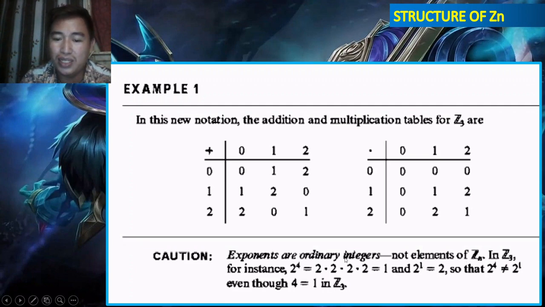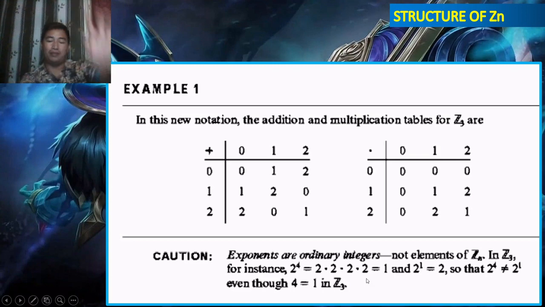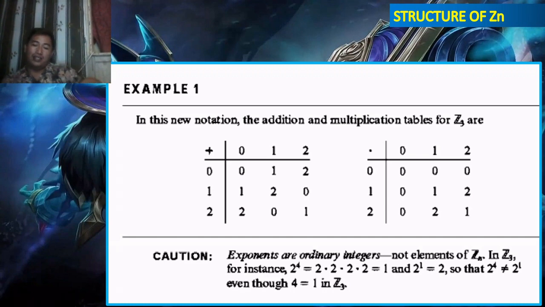Okay? So the exponents, class, are just ordinary integers, not elements of Zn. So in 2 to the power of 4, only 2 is the element of Zn. But 4 is just 2 plus 2, so it is still 2 times 2 times 2. So, for instance, in Z3, 2 to the power of 4 is equal to 2 times 2 times 2 times 2, which is equal to 16.